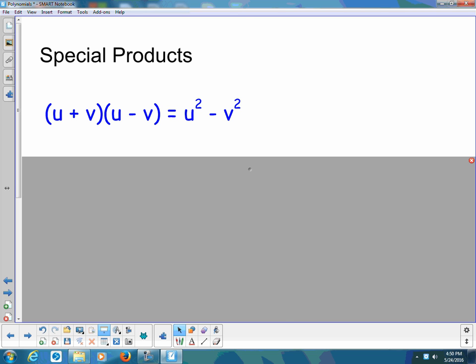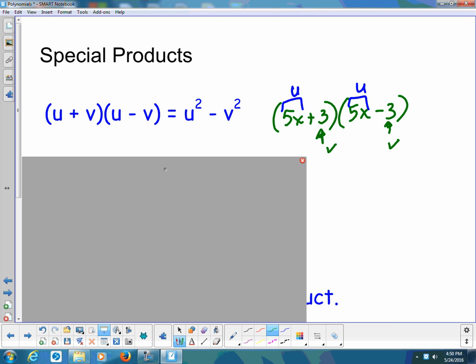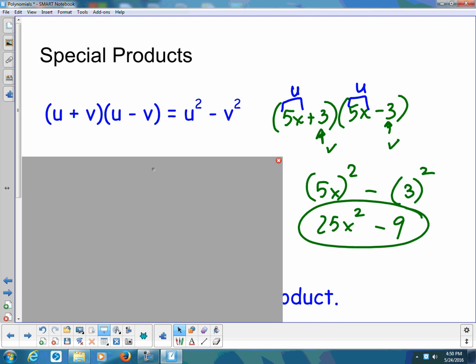And so a little example of this would be if I had something like, let's say, 5x plus 3 times 5x minus 3. When I multiply these together, if I use this special form, I don't even have to do FOIL, because I notice this is like my u here, right, those match, and then this is like the v here, right, and so then my product would be just u squared minus v squared, all right, and so I get 25x squared minus 9, and I did not have to do FOIL to get that answer.